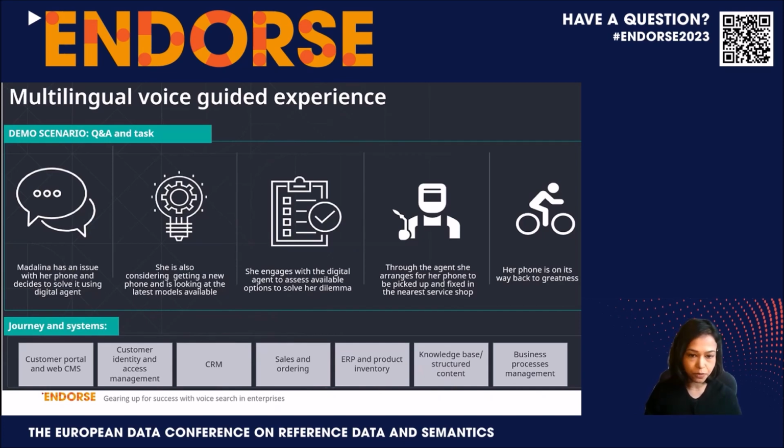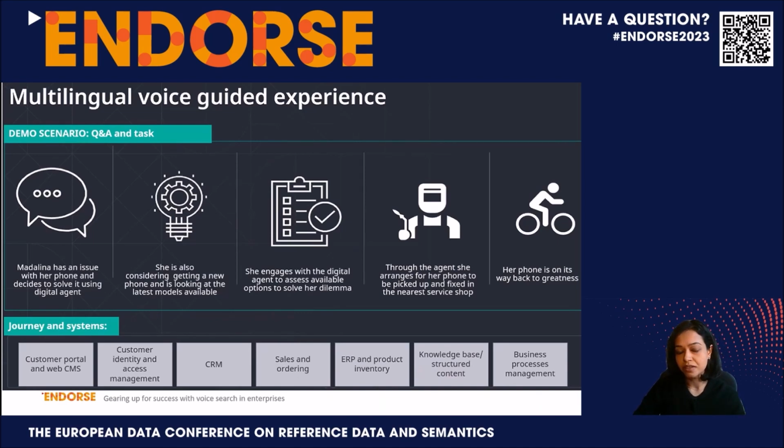So this is a very quick example of a multilingual voice guided search. So what does it mean? For example, this is from a mobile vendor. They have a very nice website where Madalena, our protagonist, goes and has a problem with her phone. She starts talking to the voice agent, and she has multiple ways to go about it. She's considering maybe she gets a new phone, maybe she will wait for the next update to be made available, or she decides she should repair it meanwhile, and what happens during all of this.